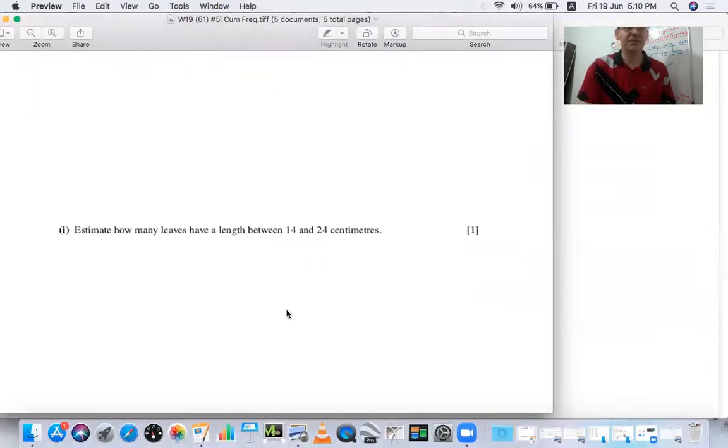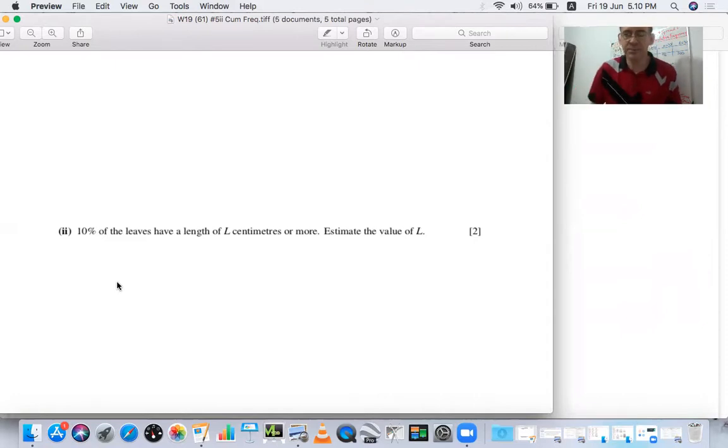Now let's go to their first question here, or second question. We already answered this, between 14 and 24 centimeters. Now it says 10% of the leaves have a length of L centimeters or more. Estimate the value of L. Now this one is called a percentile. They didn't use the word percentile, but it gave it to you as a percent. We've already talked about quartiles. Quartiles are every 25%. A percentile is just any particular percentage that they choose to give to you. In this case, 10%. So the 10th percentile, actually in this case, it says that 10% of the leaves have L centimeters or more.